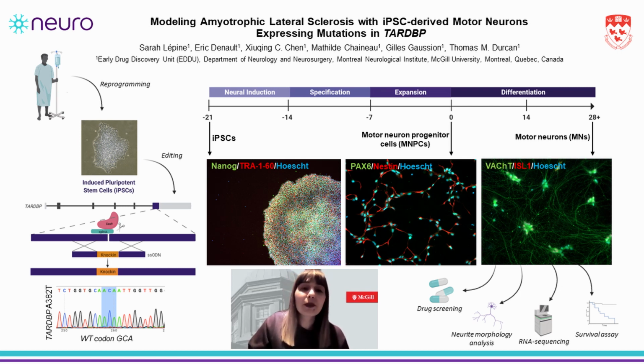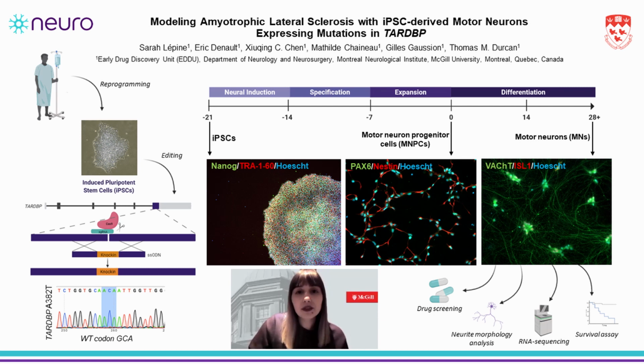From there, our group is able to reproducibly differentiate iPSCs into motor neurons. Briefly, cells are first differentiated into motor neuron progenitor cells, or MNPCs, which express the markers PAX6, nestin, and also OLIG2. MNPCs can be expanded, banked, or further differentiated into motor neurons, which express islet-1 and the cholinergic marker vesicular acetylcholine transporter. So using qPCR and immunofluorescence, we confirm that TARDBP mutations do not impair normal differentiation into motor neurons.